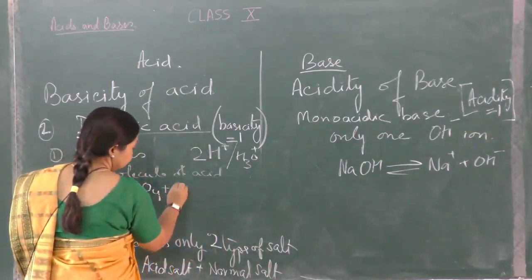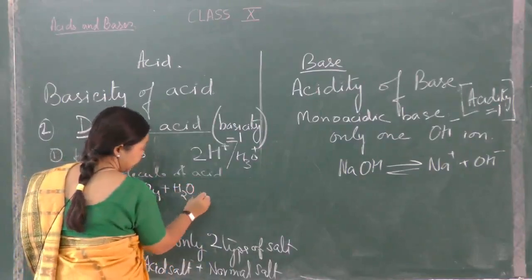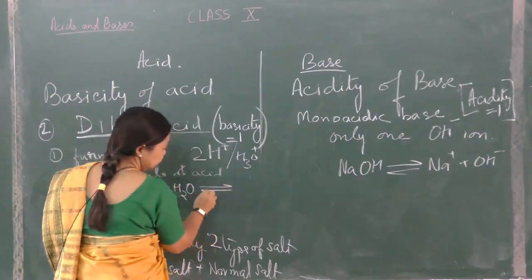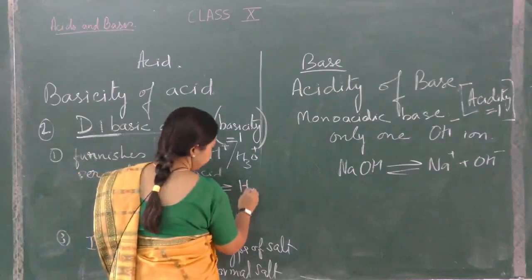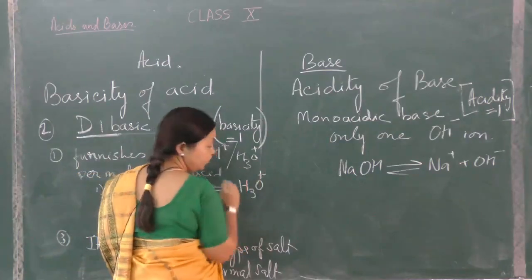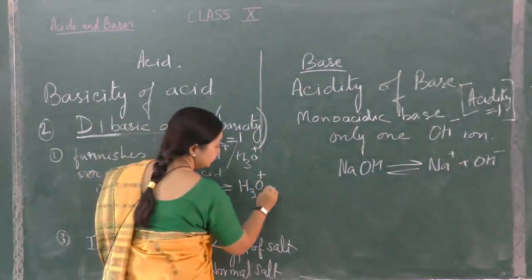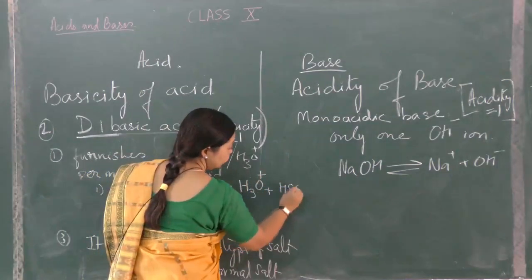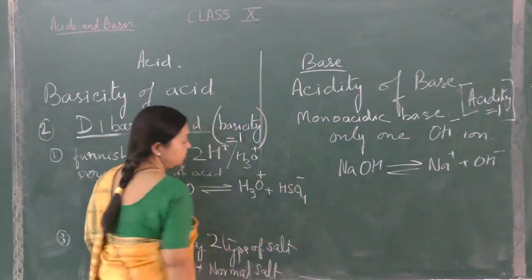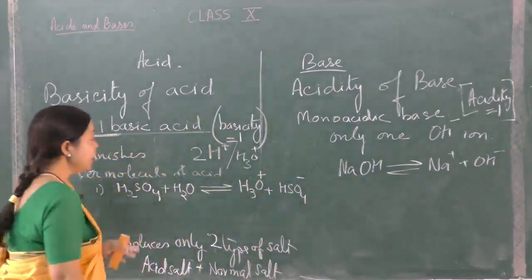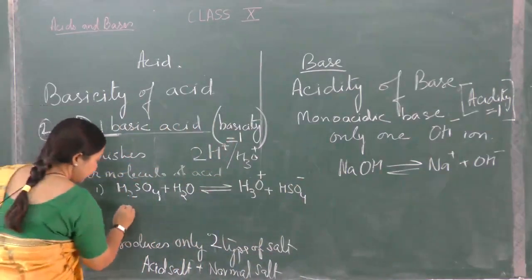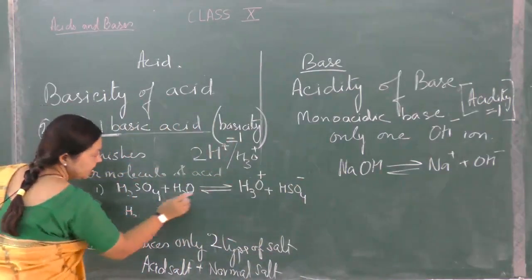H2SO4 plus H2O, aqueous solution. This is dissociating into H3O+, one hydronium ion, and HSO4-, bisulfate.